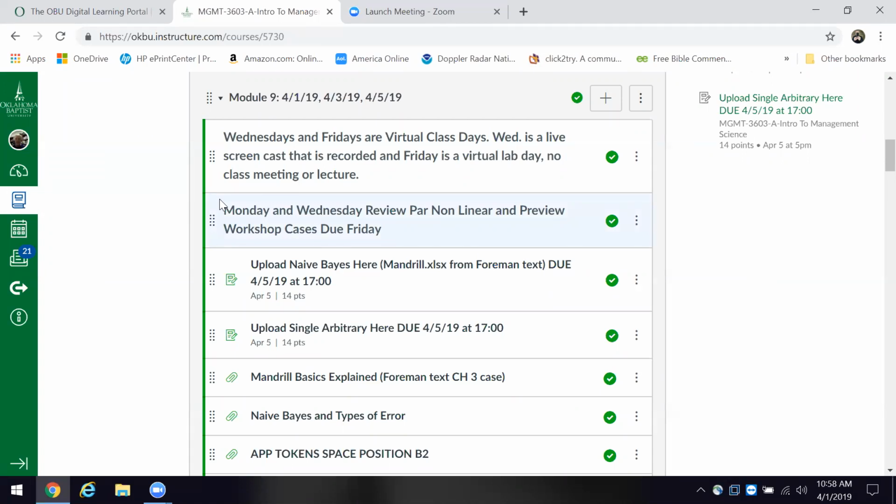Now, you'll want to get the Foreman files. Those are in the files section there in Canvas, and it's going to be chapter 3, okay? We'll talk about that case a little bit today. Again, it's an example whereby we're going to be using management science techniques to deal with big data. We'll cover it here in just a sec.